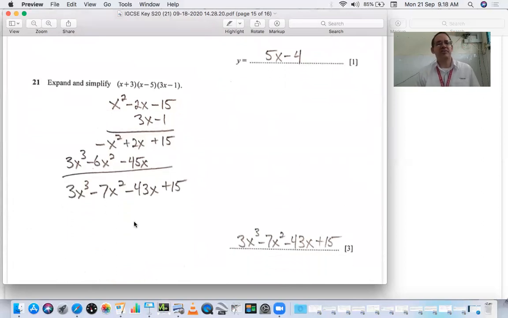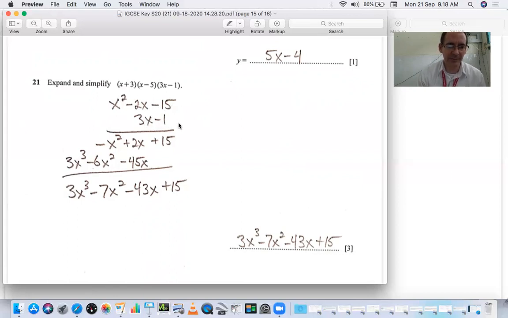Now expand and simplify. So you have three binomial factors here. I just multiplied the first two. x times x is x squared. 3 times negative 5 is negative 15. A negative 5x plus 3x is a negative 2x. So these front two multiply out to x squared minus 2x minus 15.